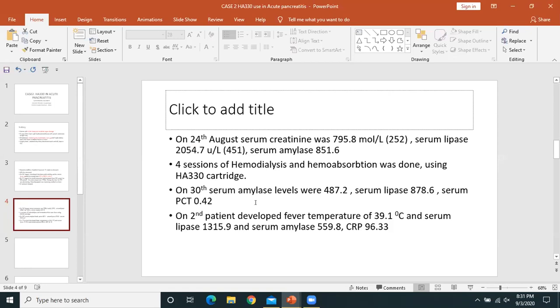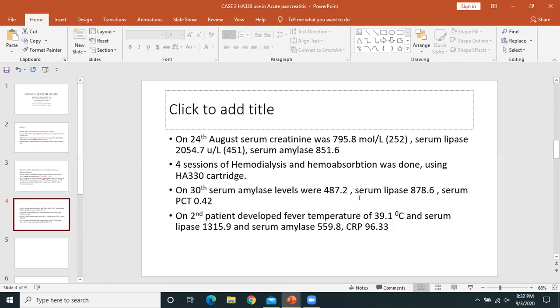And the PCT had continued to fall, to 0.42. Interestingly, then on the 1st, the patient started having fever again. So we did the hemoperfusion on the 29th of August. Then on the 1st of September, the patient started having some fever. And on the 2nd of September, the temperature is about 39.1 degrees.